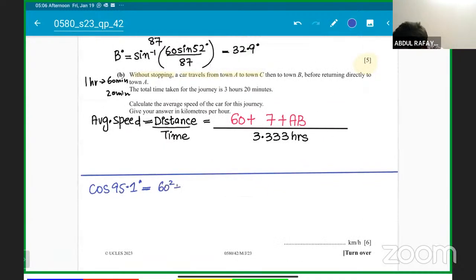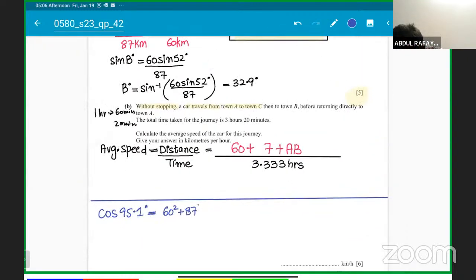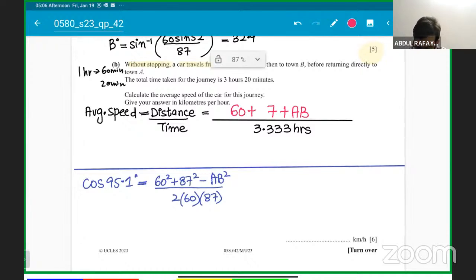So it will be 60 square. Everyone with me? 60 square plus 87 square minus the AB square. Everyone getting it? And then 2 times 60 times 87. Understanding? Clear on this? Any questions? Any problem? Let me know. So you will find 2 times 60 times 87 is 10,440 times cos 95.1 is equal to 60 square plus 87 square.